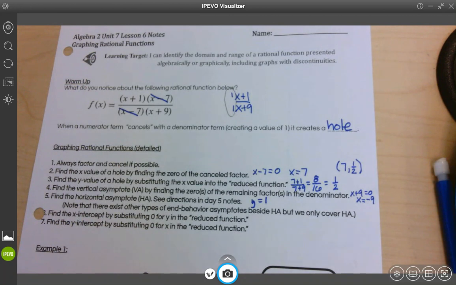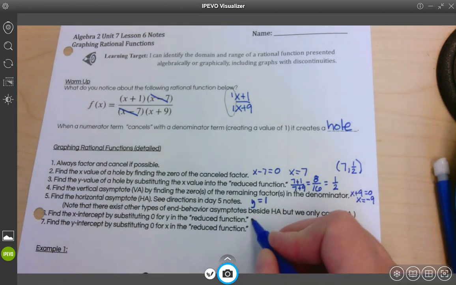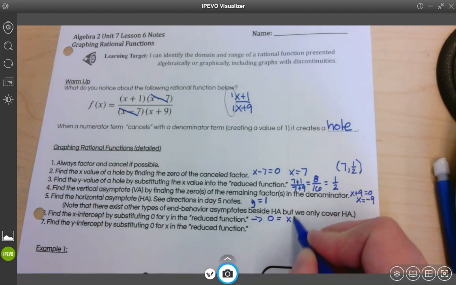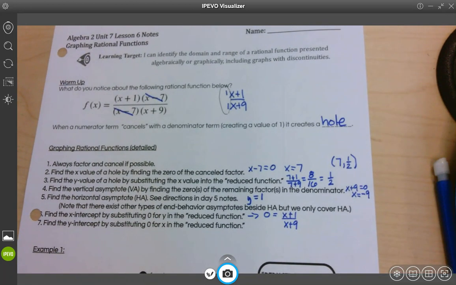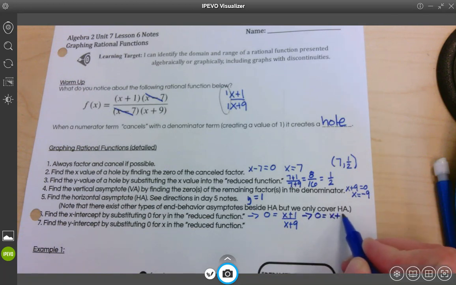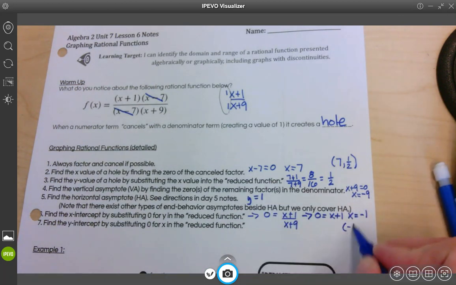And then it says find the x-intercept by putting 0 for y in the reduced function. So it would be 0 equals x plus 1 over x plus 9. We solve that by multiplying both sides by x plus 9, and that times 0 is still 0, so it goes to 0 equals x plus 1. And then we get x equals -1. So my x-intercept was -1, 0.